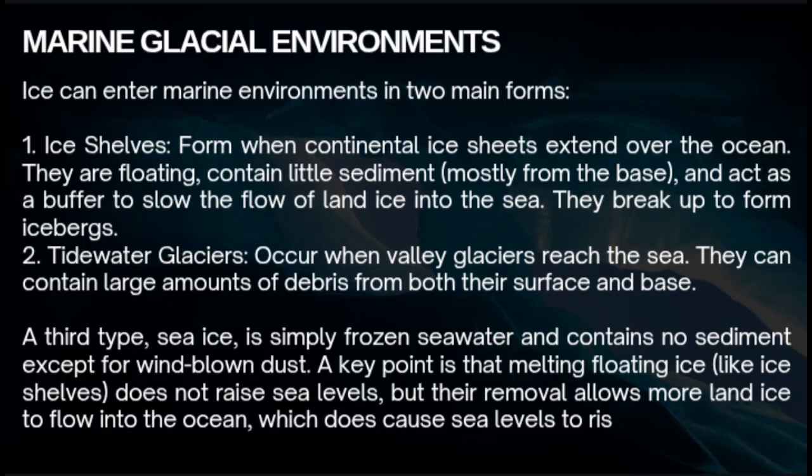Number two, tidewater glaciers. This occurs when valley glaciers reach the sea. They can contain large amounts of debris from both their surface and base. A third type is sea ice, which is simply frozen seawater and contains no sediment except for wind-blown dust. A key point is that melting floating ice, like ice shelves, does not raise sea levels, but their removal allows more land ice to flow into the ocean, which does cause sea levels to rise.